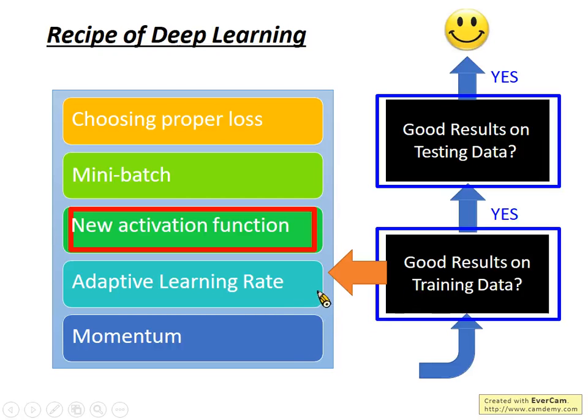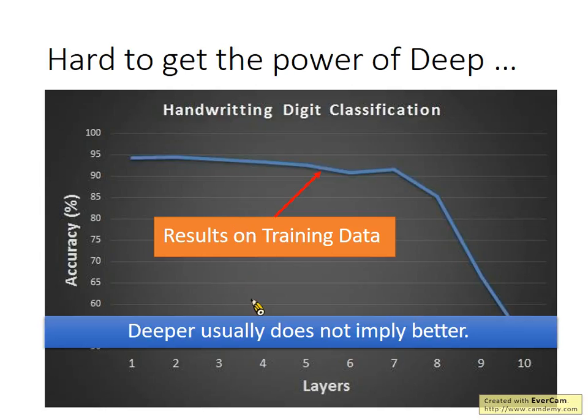Now we go to the third tip, that is the new activation function. In early years, deeper usually does not imply better. As I said before, the idea of neural network was proposed around the 1980s, and beginning from the 1990s, many technologies based on neural networks diminished because researchers found that they could not train a better neural network to do very accurate classification or regression tasks.